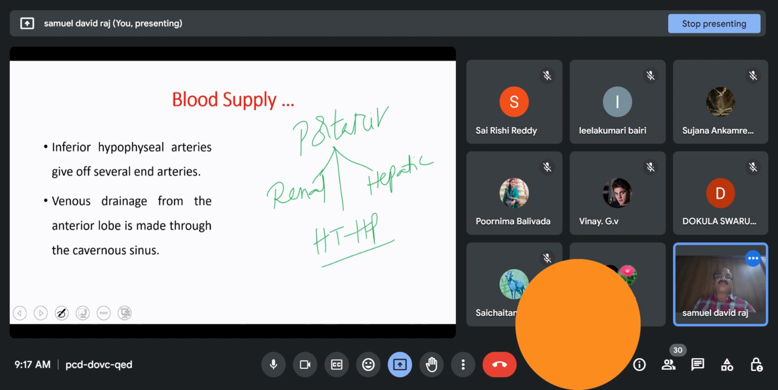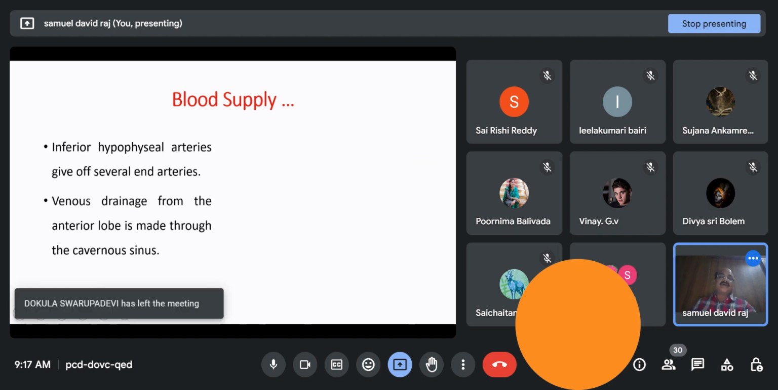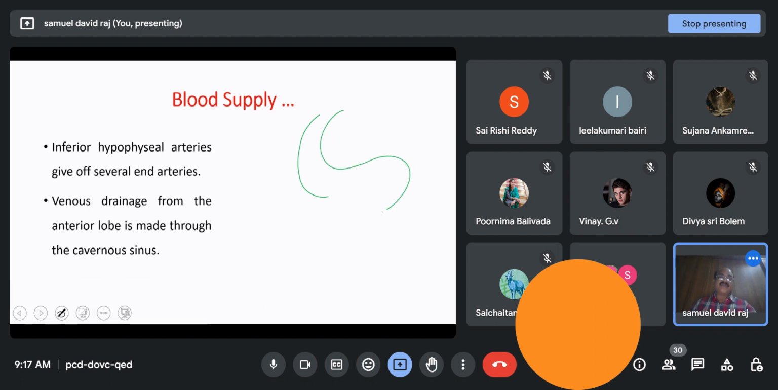So, what actually is portal circulation? Can anybody tell me, after digestion, if this is the ileum where the process is completed, it contains the digested food. The digested food, where does it go first from the ileum? Can anybody tell me?